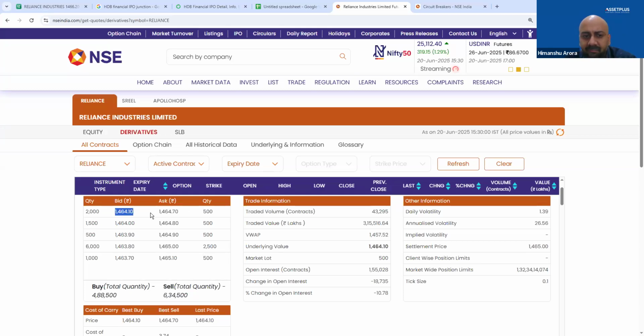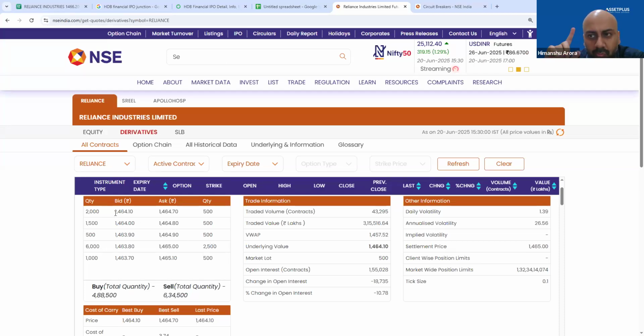This is called the bid price. This is called the ask price. This is the bid price. This is the ask price. On the left side are the bids. On the right side are the asks. Bid prices, offer or ask prices, bid quantity, and ask quantity or offer quantity.